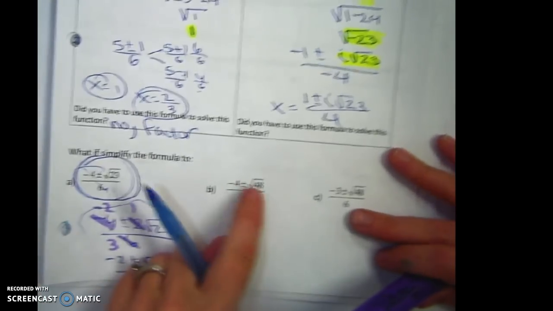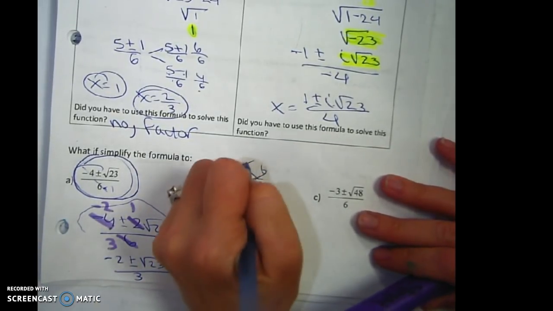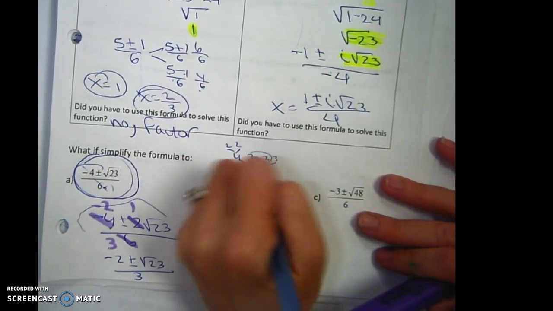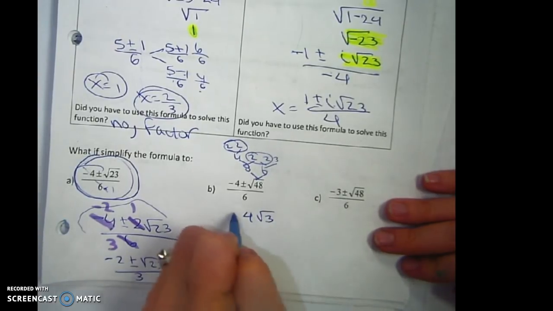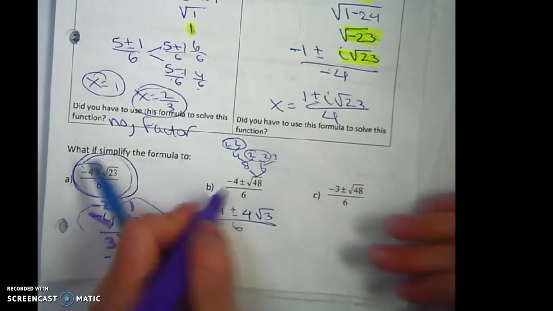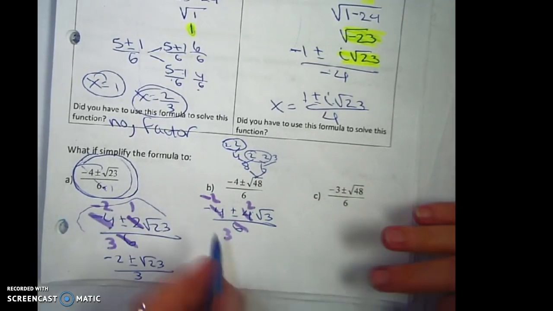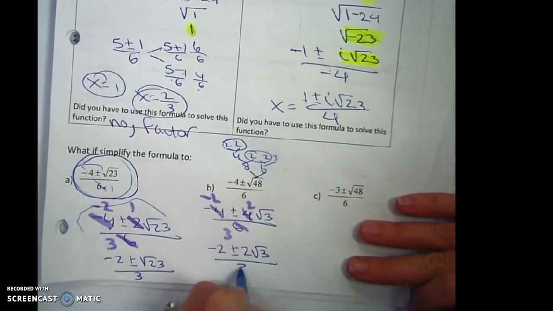This one, is this the final answer? It isn't, because you can tree it. 8, 6, 4, 2, 2, 2, 3, 2. One set of doubles and another set of doubles means you get 4 rad 3. Now I look. This divides by 2, this divides by 2, and that divides by 2. So -2, 2, 3. So my final answer would be -2 plus or minus 2 rad 3 over 3.